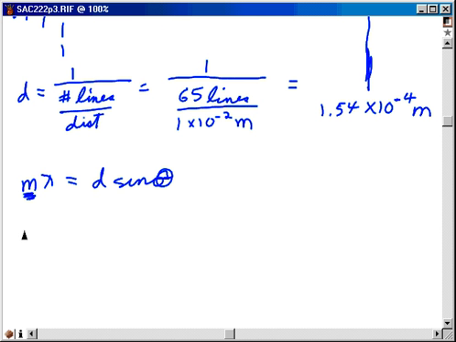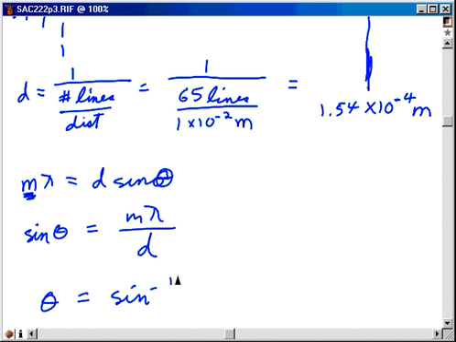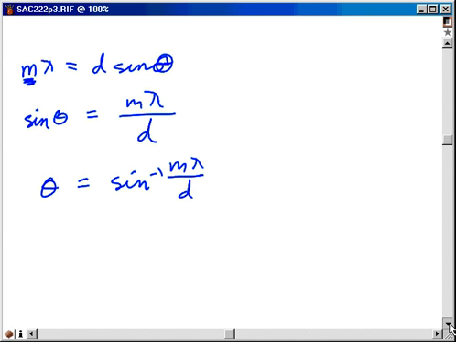So we're supposed to find theta. Let's solve for sine of theta first by dividing both sides by d, and then switching sides at the same time. And then we'll take the arc sine of both sides. So theta is equal to the arc sine of m lambda over d. That's sine to the minus 1, which is their notation for the arc sine.